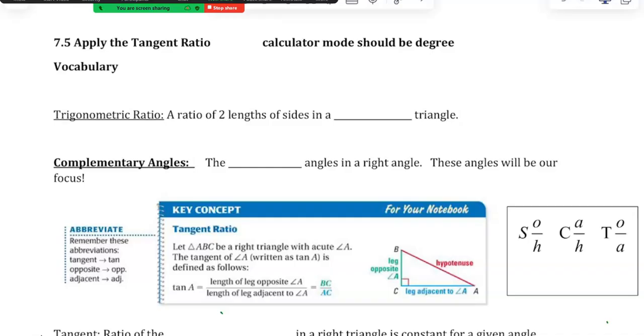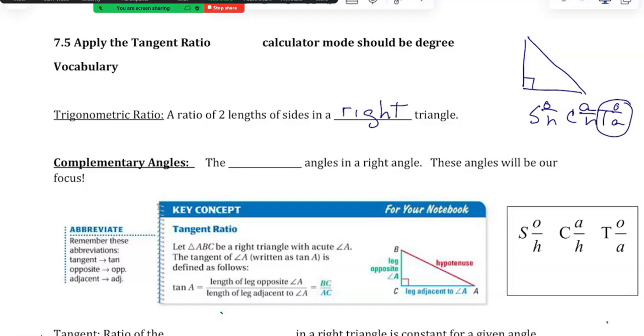Okay, so if they talk about a trig ratio, it's the ratio of two lengths of a side of a right triangle. Remember, whenever we do this right angle trig, which is what 7.5, 7.6, and 7.7 is all about, we do something called SOHCAHTOA, and I will go over that in just a second. For this section, we're only going to focus on the TOA, and I'll explain that in a sec.